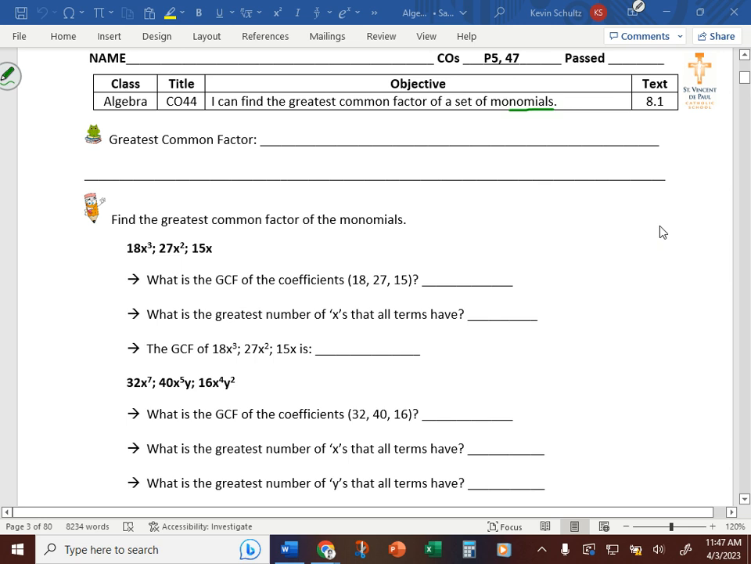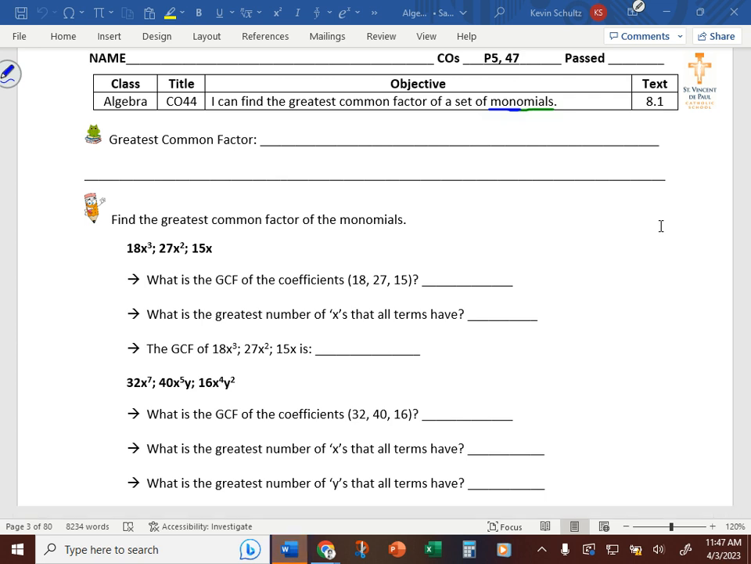Who knows what the prefix mono means? Mono. The disease my brother got. Yes, it is a disease. It's called mononucleosis because that prefix mono means what? One. So we're talking about one-termed expressions, and we're looking to find the greatest common factor of them.